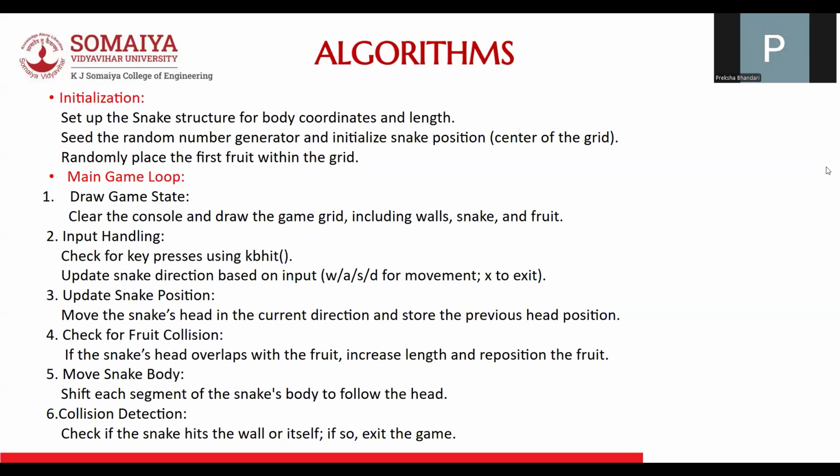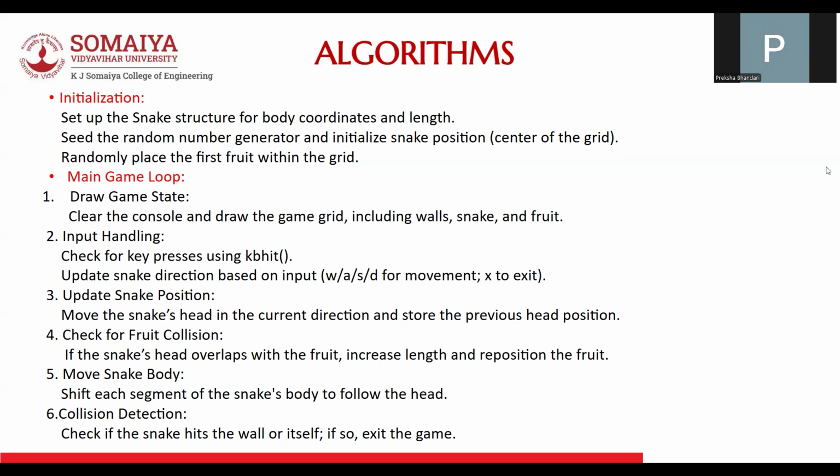Second, the main game loop. First, draw game state. Create the console and draw the game grid, including wall, snake, and fruit. Second, input handling. Check for key presses using kbhit. Update snake direction based on input. Keys used for movements are WASD and X to exit the game.